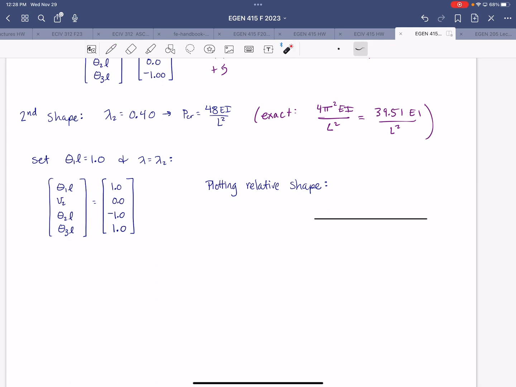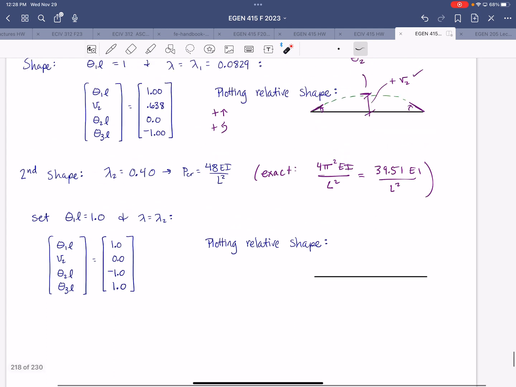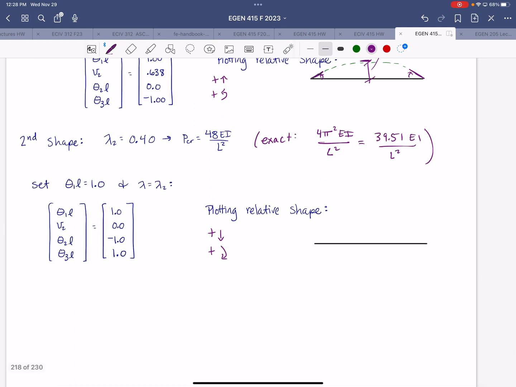Again, setting theta 1L equal to 1. And this time, just for the sake of demonstrating that you can, I'm going to interpret the results according to a different sign convention. When it comes to interpreting results for these deflected shapes, it doesn't matter which sign convention you use, because it's all relative, values and signs all relative. So applying a different sign convention, we can sketch it like this.